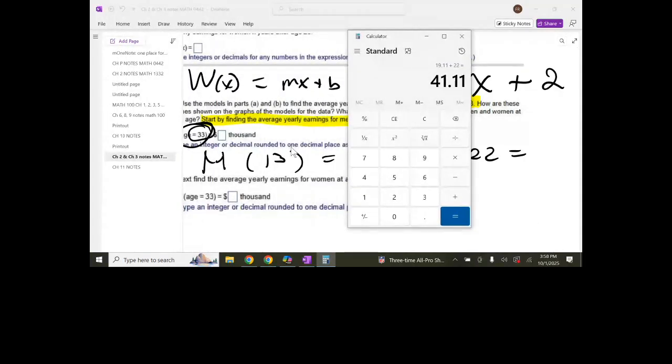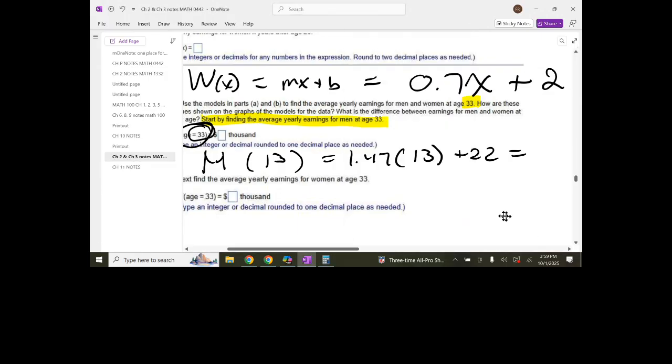Now, one thing I want you to notice in the directions, look what it says, rounded to 1 decimal point. What do you think I should write? 41.1 or 41.2? 41.1, right? Okay, there we go. So for men, we're going to say that answer is 41.1. That means 41.1 thousand or $41,100.